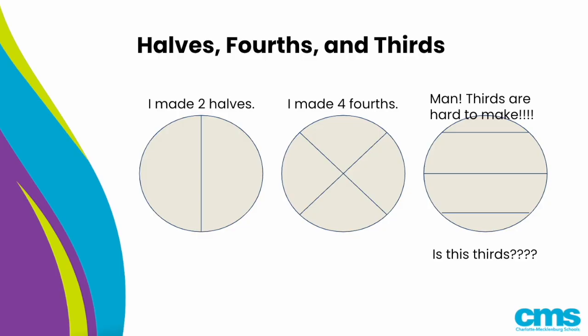So students have been making halves, they've been making fourths, and they're learning that 2 halves make the whole shape and 4 fourths make the whole shape. But man, making thirds can be hard for kids. It can be hard for all of us. So how do we do that?